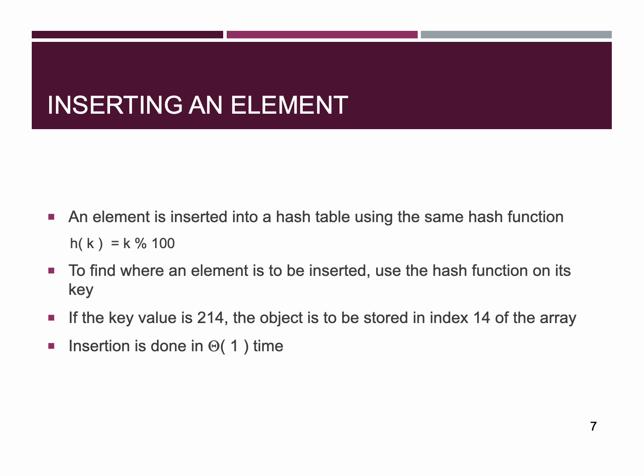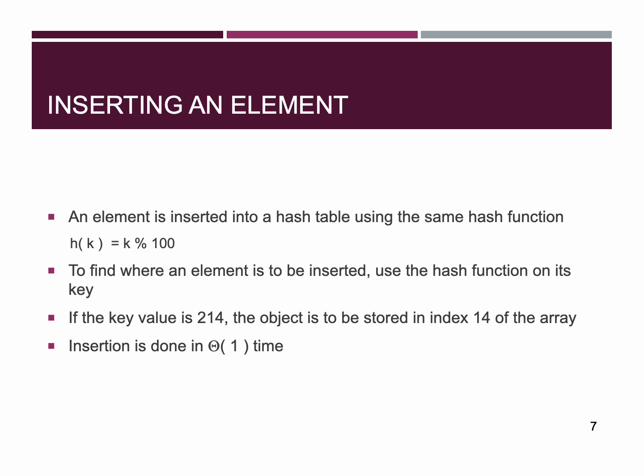Now let's look at how an element is inserted into a hash table using a hash function. To insert an element, we apply the hash function to its key. In this example, our hash function is h(k) = k / 100, which calculates an index based on the key.